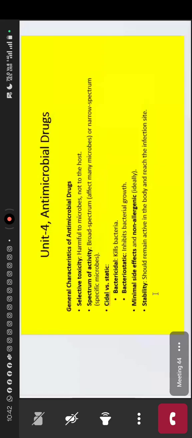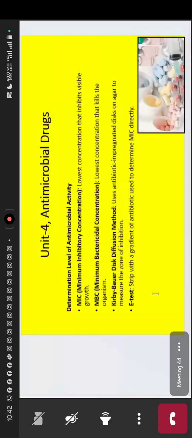Next, you will learn about the determination of the level of antimicrobial activity. First one is minimum inhibitory concentration. Minimum inhibitory concentration is the concentration required for a microorganism to inhibit its growth, right? It is the minimum concentration which you provide to the host to inhibit the growth of the bacteria.